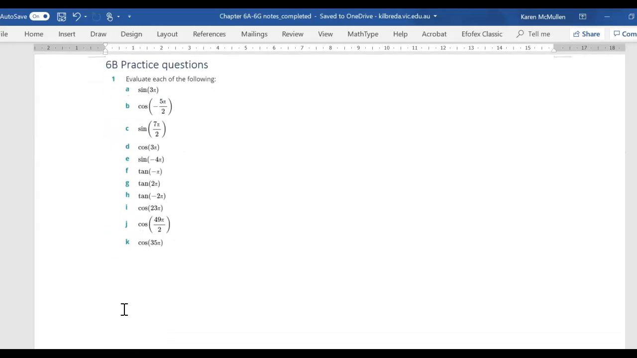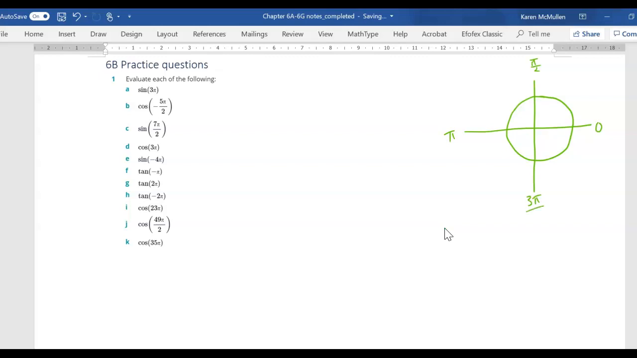All right, let's do some questions from 6B. So we need to evaluate all of these, and I always like to have a unit circle to refer to. So I'm just going to quickly draw one on, and oh gosh, terrible one. But you should always do a unit circle. If you're having to calculate anything, just drawing a unit circle will take you like 20 seconds. So we've got 0 and pi, then half of pi is pi on 2, and then 3 pi on 2. And then we're at 2 pi.